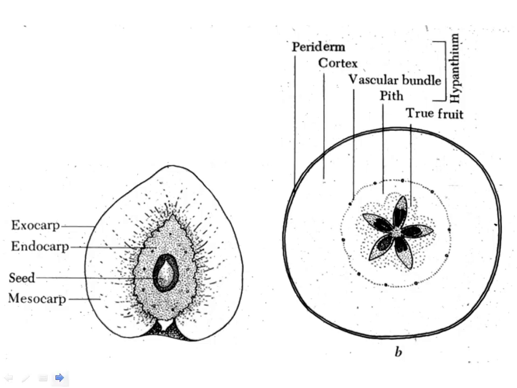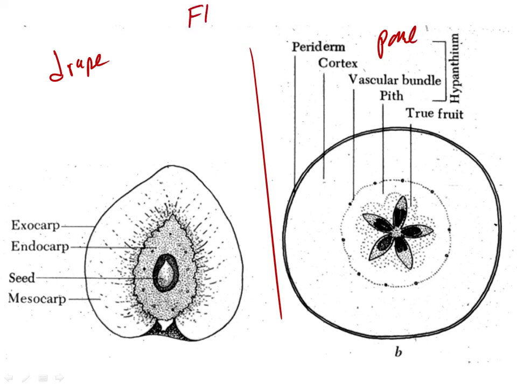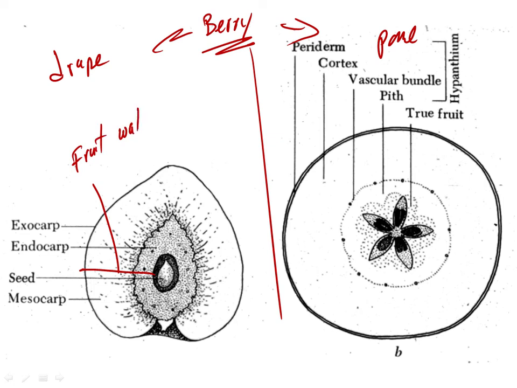Here's a drupe and a pome. We're not caring too much about pome, but our main point here is that these are berries. So berry, two different types of berries. The stone fruits, you see here is the fruit wall, and it's got three parts. Now you know enough Greek to know how to interpret these names.